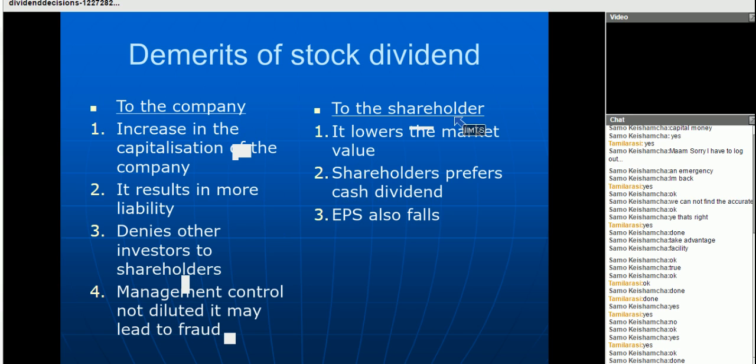Then to the shareholders, the disadvantages are: it lowers the market value, the shareholders prefer the cash dividend, and EPS also falls. EPS is the profit maximization policy. Expected profit, that also falls.